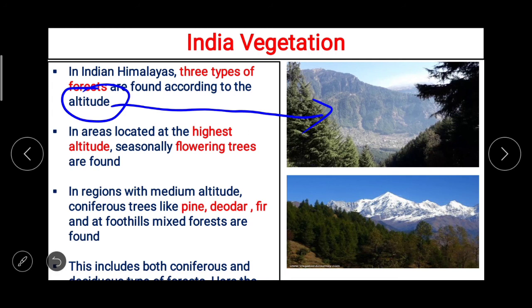Now in areas located at the highest altitude, seasonally flowering trees are found. Where flowering trees are found? At highest altitude. And in regions with medium altitude. What about medium altitude? In medium altitude, coniferous trees like pine, deodar, fir and foothills, at foothills mixed forests are found. This includes both coniferous and deciduous types of forest. Here the proportion of sal trees is higher.